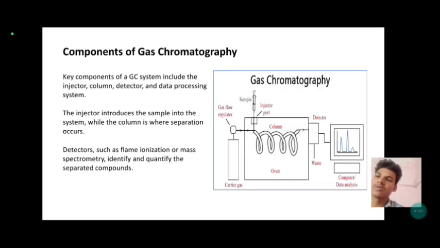Components of gas chromatography. Key components of the gas chromatography system include the injector, column, detector, and the data processing system. The injector introduces the sample into the system, while the column is where the separation occurs. Detectors such as flame ionization or mass spectrometry identify and quantify the separated compounds.